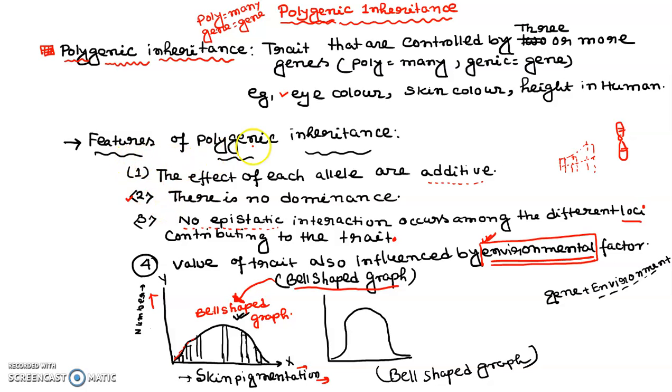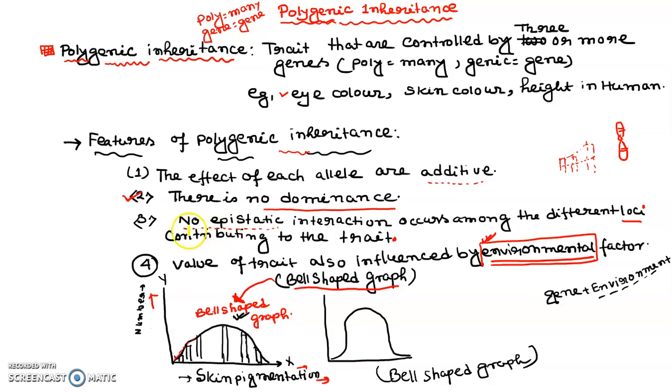So, features of polygenic inheritance. The effect of each allele is additive, and there is no dominance. In polygenic inheritance, there is no dominance and recessiveness. Previously we have studied dominance and recessiveness, where the dominant allele is expressed and the recessive is suppressed in allelic interaction, but here there is no dominance.